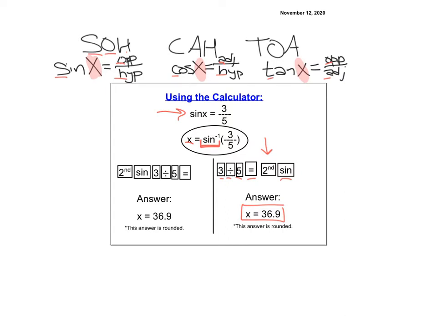Now on some calculators, like the one I use, I have to hit the second button first, then sine, then 3 divided by 5 equals, and that will give me the same answer. All right, so what I want you to do first is try your calculator, see which order you need to do things in. You should get 36.9 as your answer, and remember, you want to be in degree mode. All right, so those are the things you want to check first.